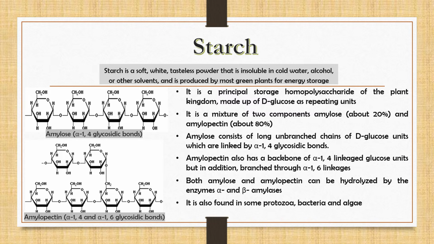Starch forms the major source of carbohydrates in the human diet and is of great economic importance. The important sources of starch are seeds, fruits, tubers, bulbs, cereals, and grains, and it can also be found in protozoa, bacteria, and algae.